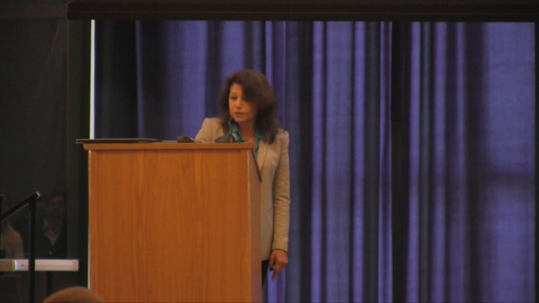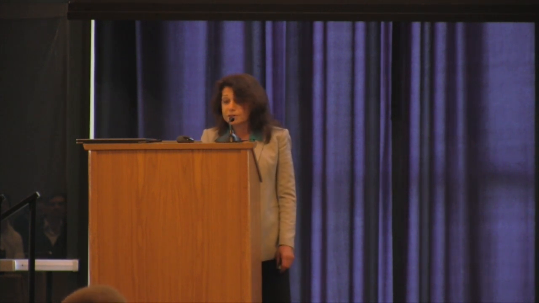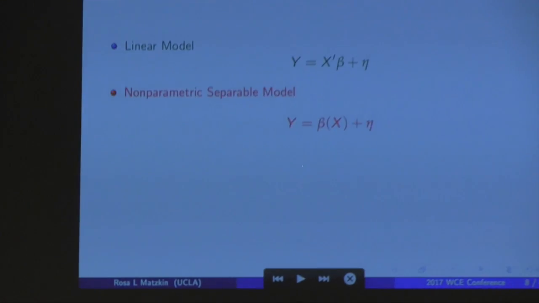To put it in equations, we used to look at models like y equals x prime beta plus eta. Then there was work on non-parametric separable models, so think about beta now as a function. In the first model, the effect of x on y is constant. Assuming that the expectation of eta given x is 0, or constant, then a change in x will generate, for a fixed eta, a change in y in the first model.